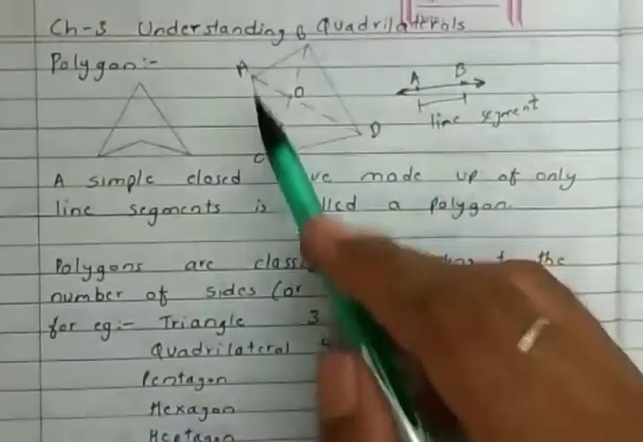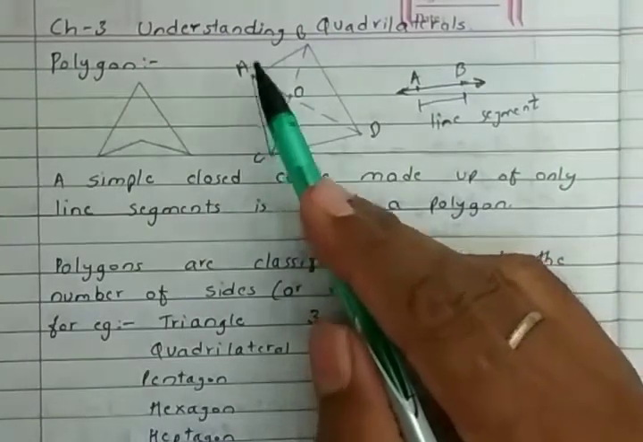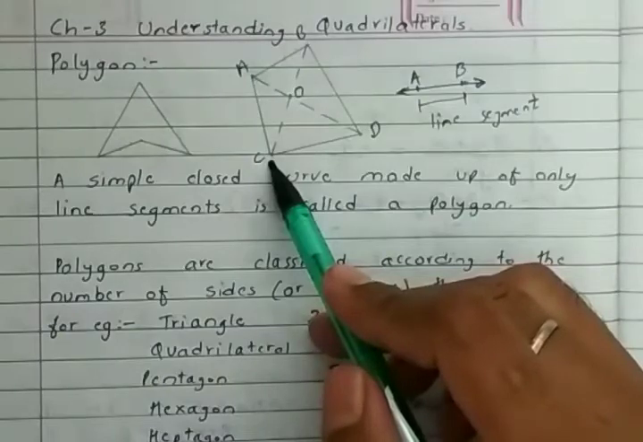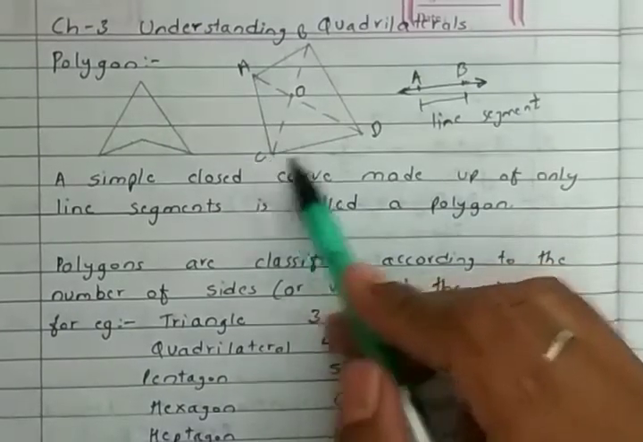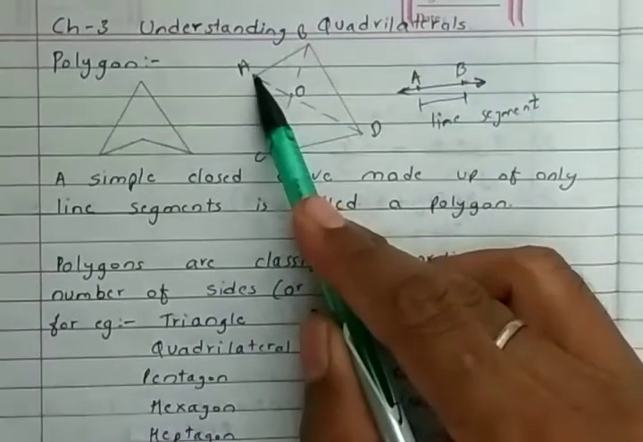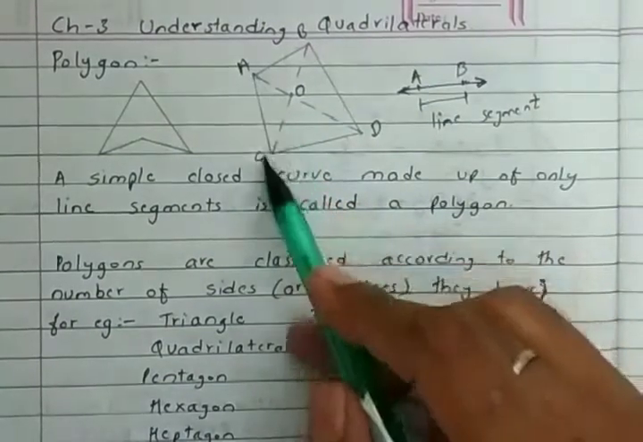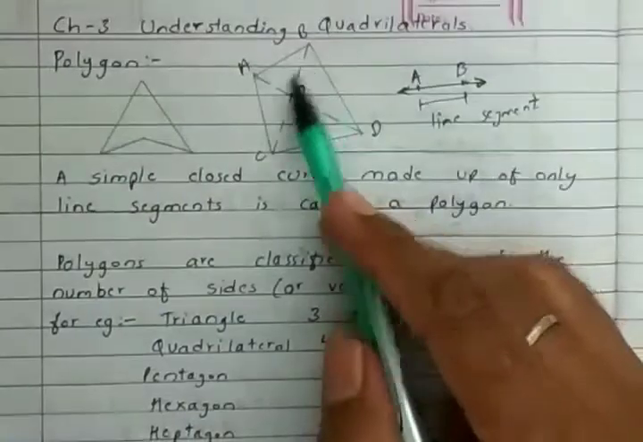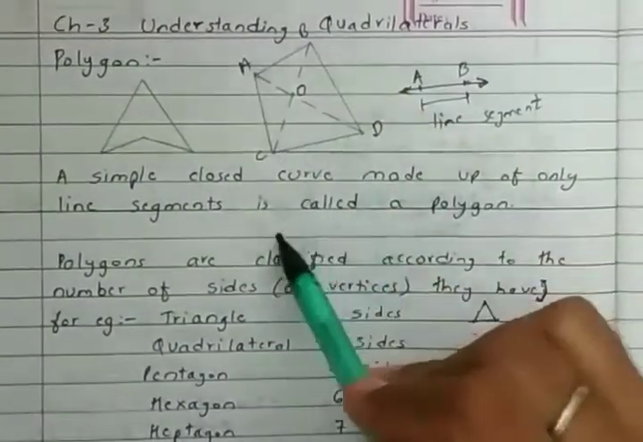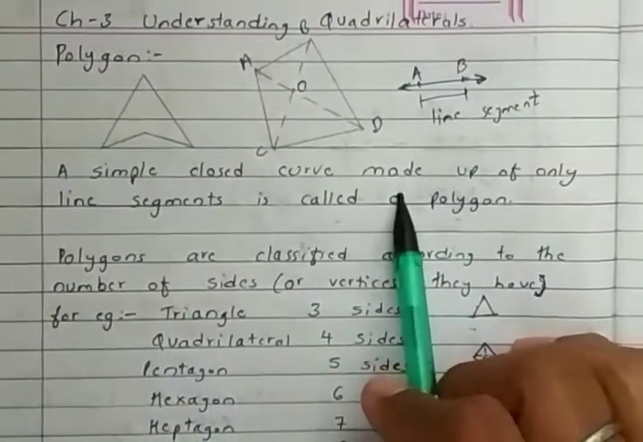Now this is a closed curve since the starting point and ending point is the same. If you start from here, you move, suppose 3 units, then 6 units, then this, the starting and the end point is the same. So you can say that this is a polygon. A simple closed curve made up of only line segments is called a polygon.